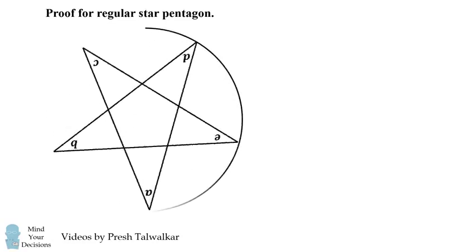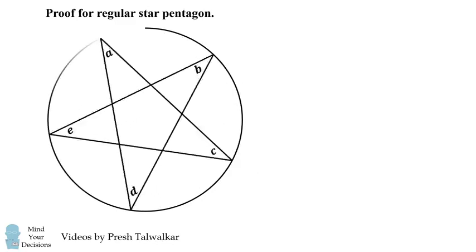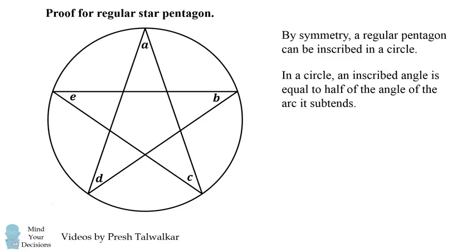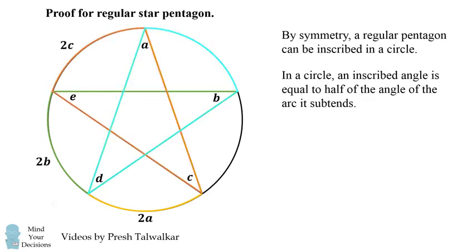Because of symmetry, we know that this shape can be inscribed in a circle. Furthermore, in a circle, an inscribed angle is equal to half of the angle of the arc it subtends. So this angle A will subtend an arc that's twice as large. So this arc will have a measure of 2A. Similarly, this arc will have a measure of 2B. Here we have 2C. Here we have 2D. And finally, we have 2E.